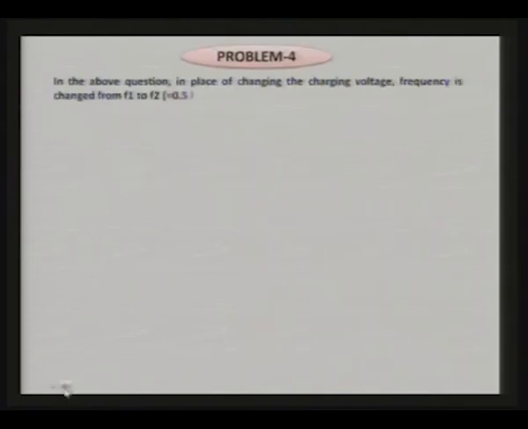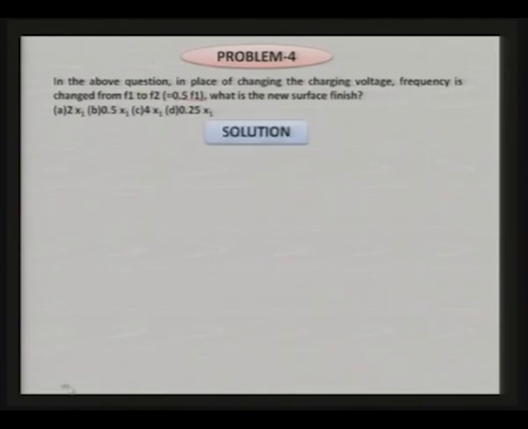Now, in the above question, that is the problem 3, in place of changing the charging voltage, that was V1 was changed to V2, frequency is changed from F1 to F2. Frequency of sparking is changed to F2, and F2 is equal to 0.5 F1, that is half of F1. What is the new surface finish, or what is the new value of surface roughness, that is RA value? 4 options are given again, 2 x1, 0.5 x1, 4 x1 and 0.25 x1. Let us see what is the correct answer.